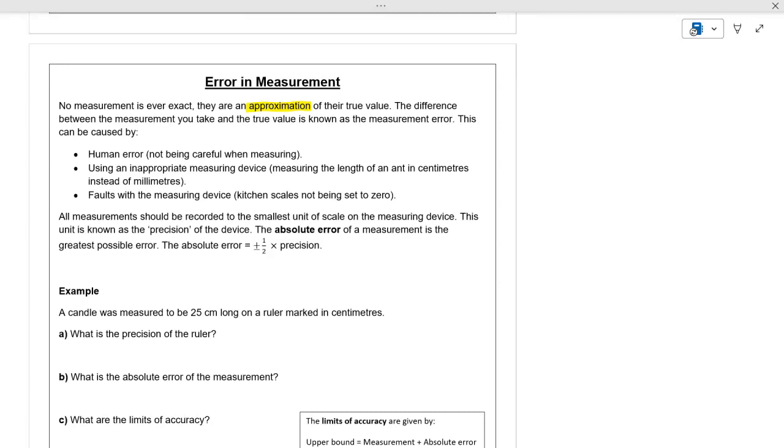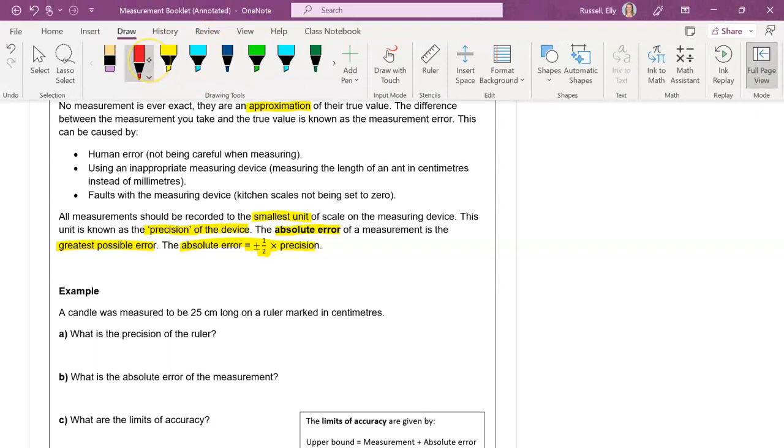and it can be caused by human error, so not being careful, using an inappropriate measuring device, like measuring in centimetres instead of millimetres, so you need to make sure you're precise in those choices, and faults with the measuring devices. So all measurements should be recorded in the smallest unit of scale, and this is what is known as the precision of the device. We then talk about the absolute error, which is the greatest possible error, and it's plus or minus half of whatever the precision is. So we say half below and half above what the actual measurement was.